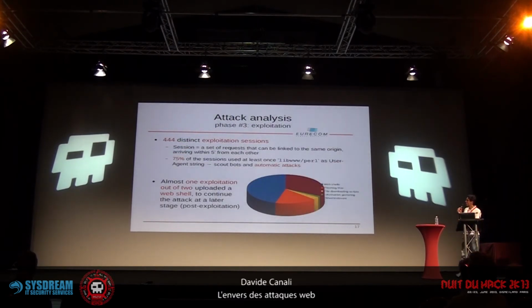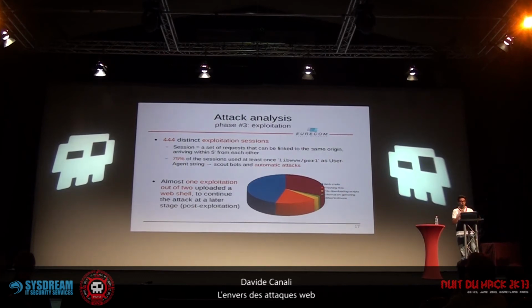So the exploitation phase has been analyzed by looking at the exploitation sessions. We defined an exploitation session as a set of exploitation requests that can be linked to the same origin and are arriving within 5 minutes of each other. We identified more than 400 of them, and 75% of them used lib/Perl at least once as a user agent string. That is typical for Perl scripts. So these are automatic attacks.